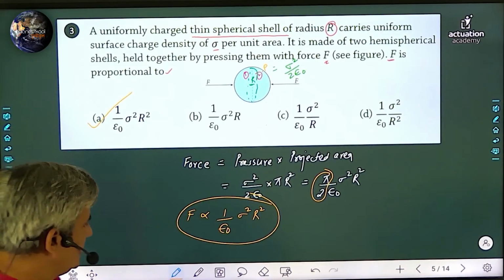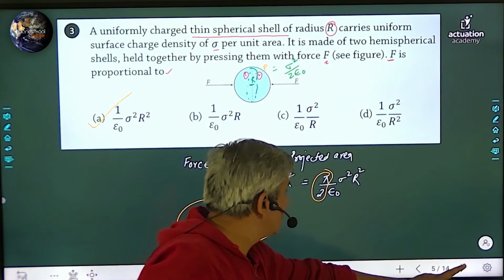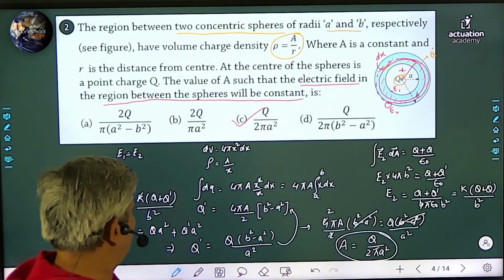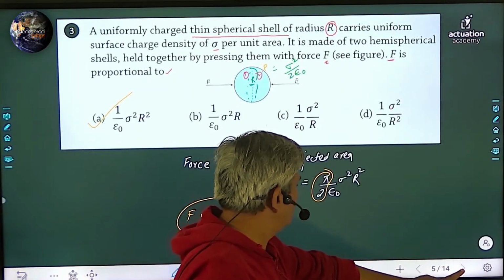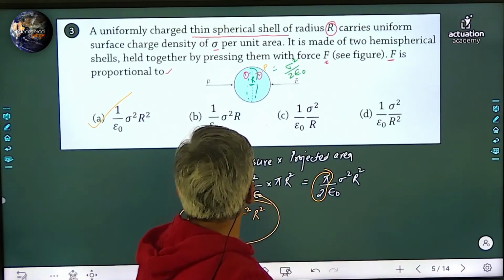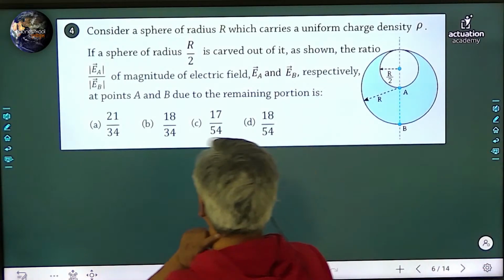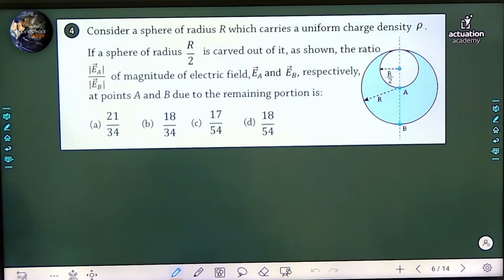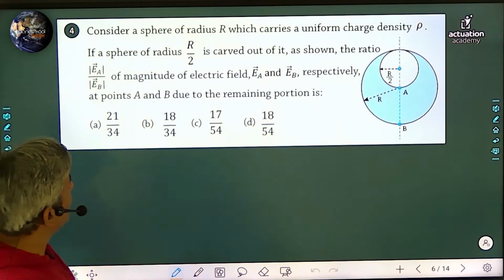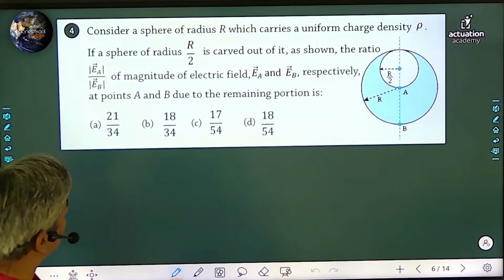Okay, so let's move to question number 4. Now here we have to consider a sphere of radius r which carries a uniform charge density rho. If a sphere of radius r by 2 is carved out of it.